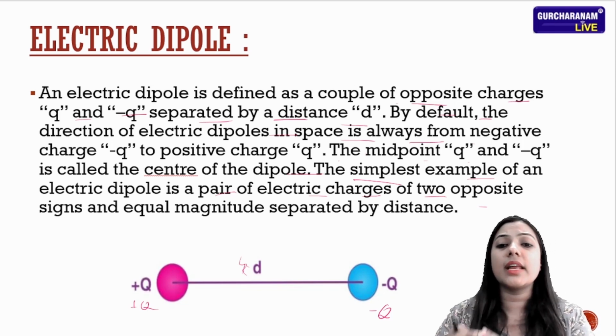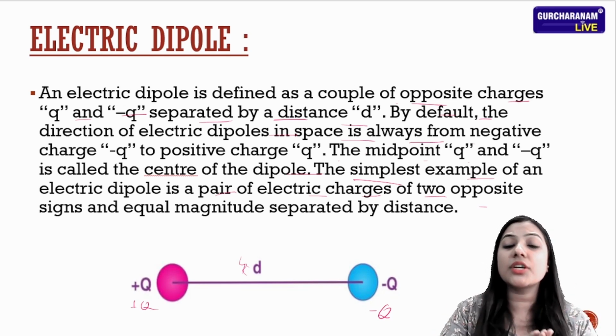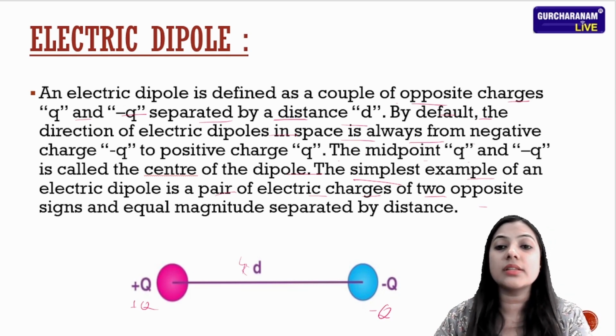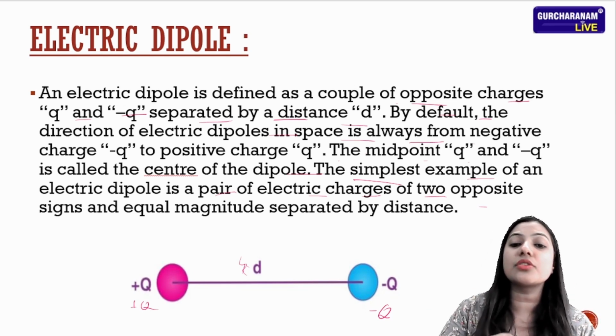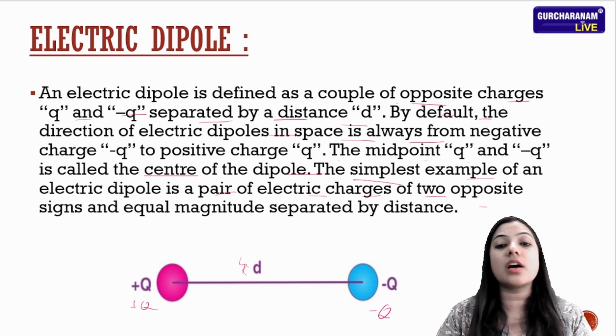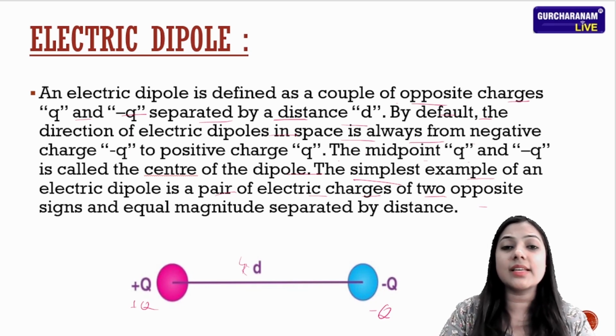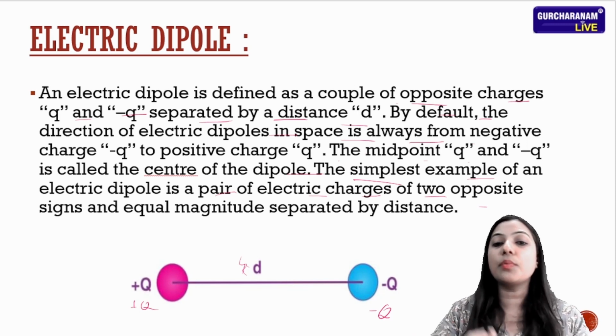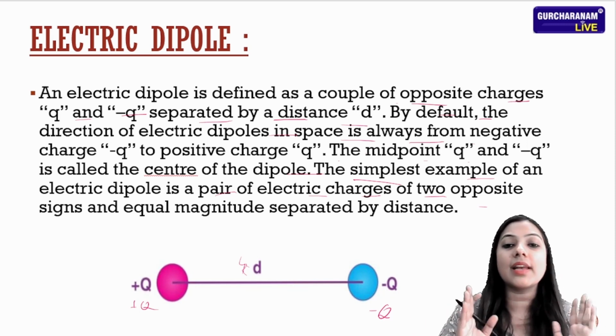What is the direction of electric dipole? Always remember, the direction of electric dipole is always from negative charge to positive charge. We can say that electric dipole is very positive, so it always goes from negative to positive. We remember it like this.